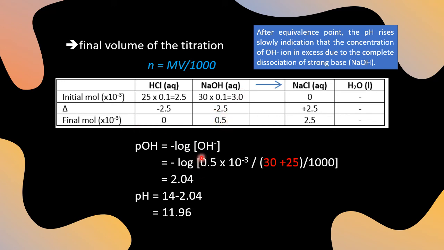So now we are using mole over volume in order to find the concentration of hydroxide. In this case, it's pOH because the excess is hydroxide. So pOH equal to 2.04. So pH equal to 14 minus 2.04. The answer is 11.96. Always must remember after the equivalent point, the pH rises slowly, indicating that the concentration of hydroxide ion is in excess due to the complete dissociation of the strong base.